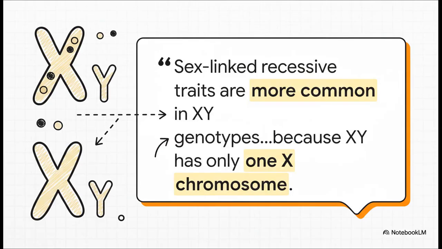And here is the absolute crucial point. For a female to show a recessive X-linked trait, she has to inherit 2 copies of that recessive allele, one on each of her X chromosomes. But a male, he only has 1 X chromosome. So if he inherits that single recessive allele on his 1 X, that's it. There's no second X chromosome with the dominant allele to mask it.